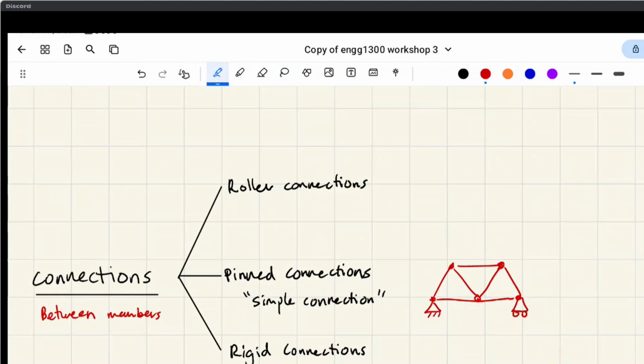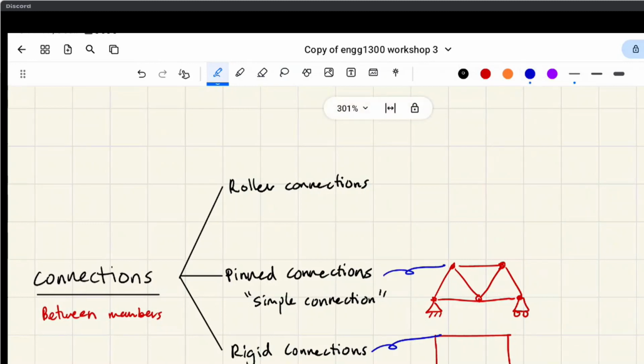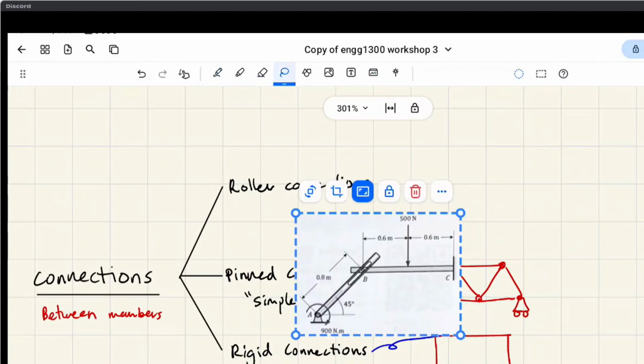Yeah, so that's like a pin connection, right? Your rigid connection, as I said before, a frame is a good example of that. Let's get rigid connection there. So a roller connection, I've only ever seen this in machines, so not really in structures, essentially, right? It looks something like this.